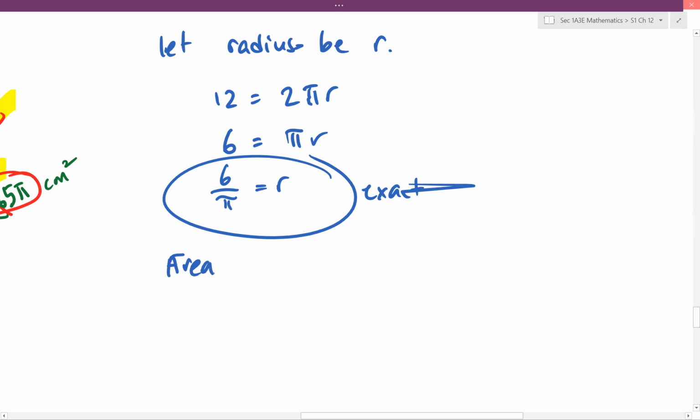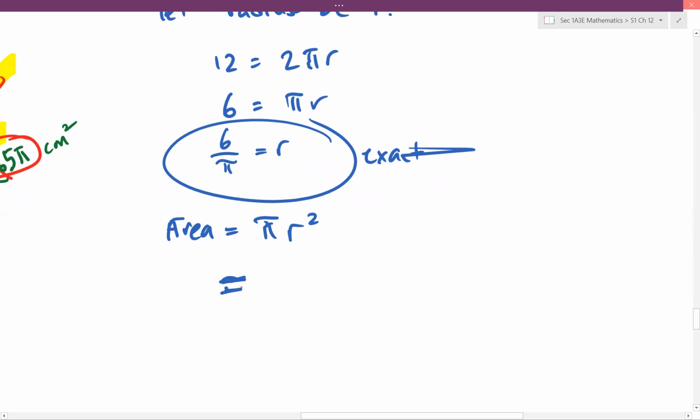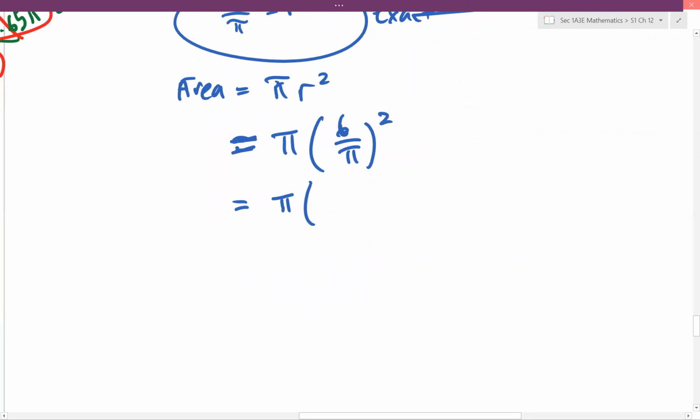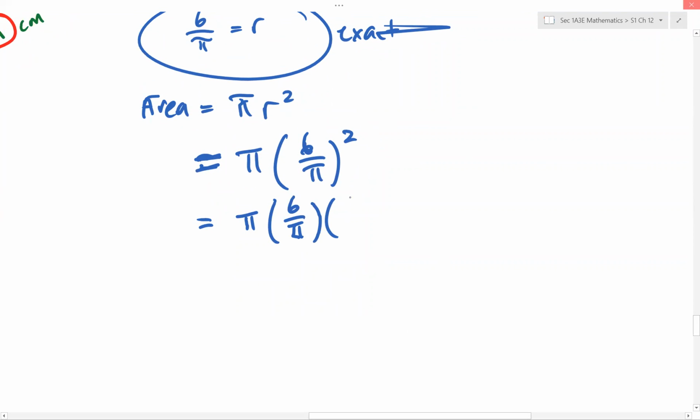Area equals pi r squared. I am now going to substitute. What is my radius? 6 over pi. And I square this. This so far is the most exact. I did not lose any accuracy. I did not do any rounding off. I didn't even press the calculator. Okay, so we end up with pi times 6 over pi, squared. What does that exactly mean? 6 over pi, 6 over pi. This is what 6 over pi square means.